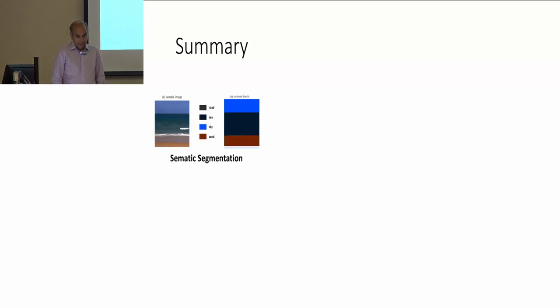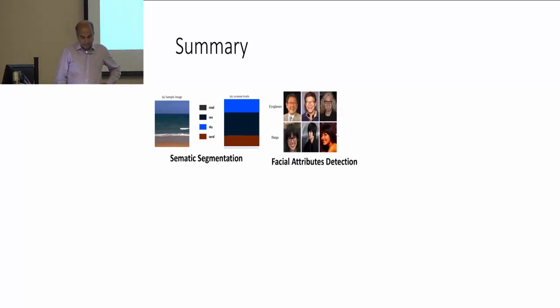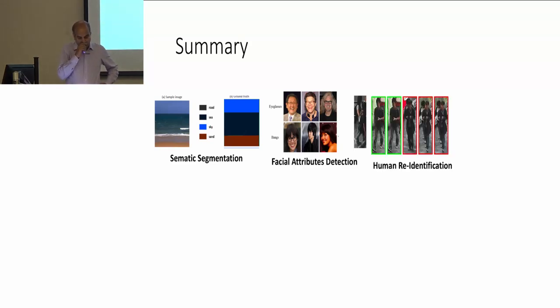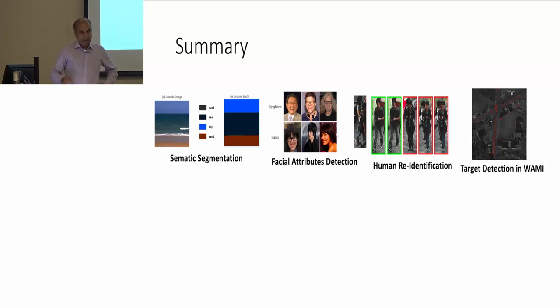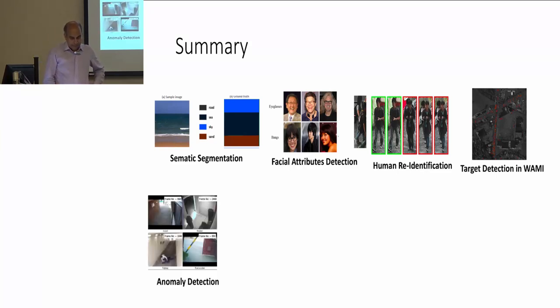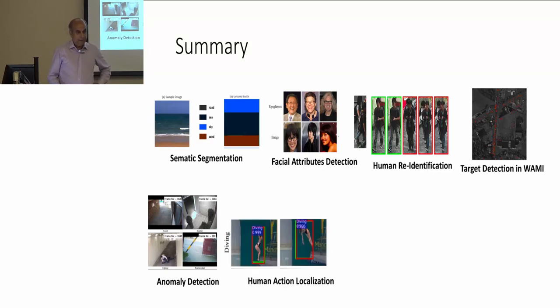Okay, so in summary, I talked about 8 different papers. Semantic segmentation: given an image, we want to assign a label to each pixel with a fine segmentation. Second problem: given a face image, we want to find attributes. There are 40 attributes. Third problem: given a query image, we want to re-identify that image in the gallery. Next problem: given a drone video, we want to detect different vehicles, lots of vehicles. Next one: given a video, we want to find where the anomaly is happening. And next one: given a video, we want to recognize and localize an action.